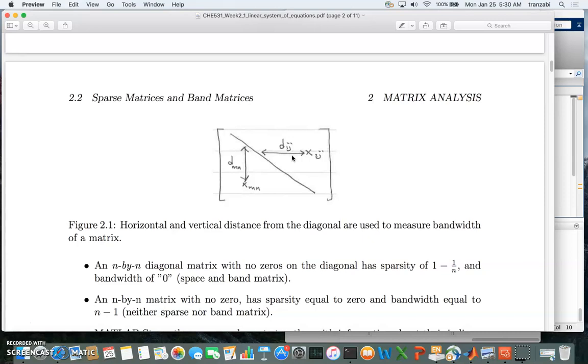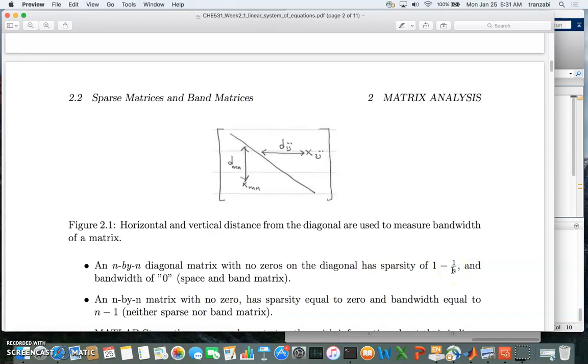So here's a quick example. If we have an n by n diagonal matrix with no zeros on the diagonal, then the density of that matrix is going to be 1 over n, because we have only n non-zero values on the diagonal. The total number of elements is n squared, so n divided by n squared gives you 1 over n. So that's the density. 1 minus density is going to be sparsity. So the sparsity of a diagonal matrix with all non-zero elements on the diagonal is going to be 1 minus 1 over n. How about the bandwidth?